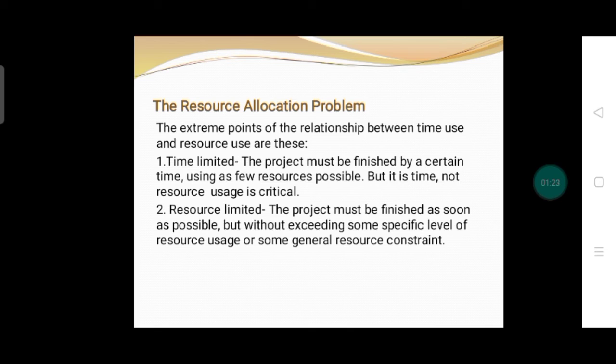So, there are two extreme points of relationship between time, use, and resource. These are the time limited and the resource limited. Time limited: the project must be finished by a certain time using as few resources as possible, but it is time, not resource usage, that is critical. Resource limited: the project must be finished as soon as possible, but without exceeding some specific level of resource usage or some general usage constraint.